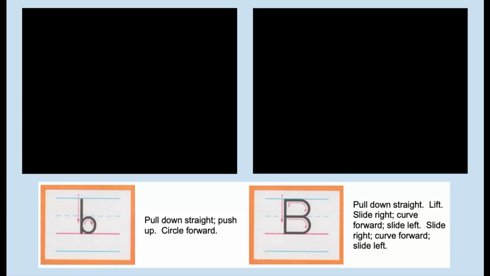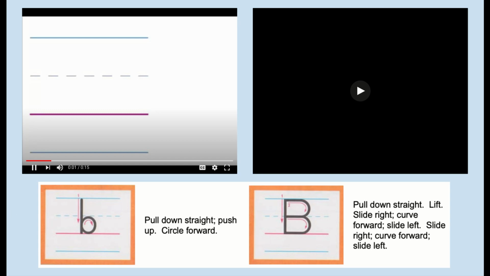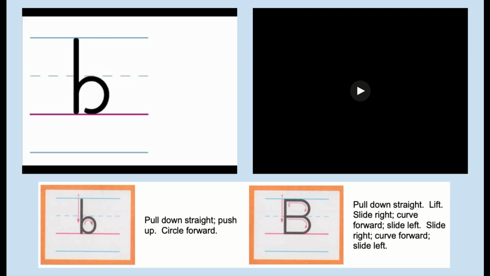Now let's practice making the lowercase and uppercase b. You're going to need a piece of paper and a pencil for this activity. First, we will watch the video on how to form the lowercase b, and then we'll practice writing one along with the video. Lowercase b. 1. Pull down straight. Push up. Circle forward. Lowercase b.